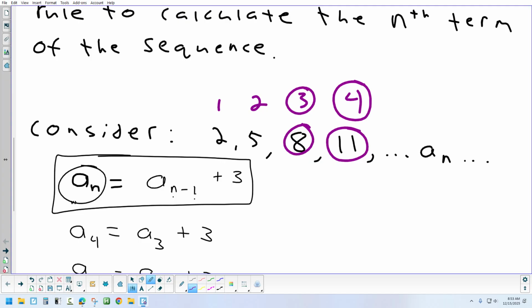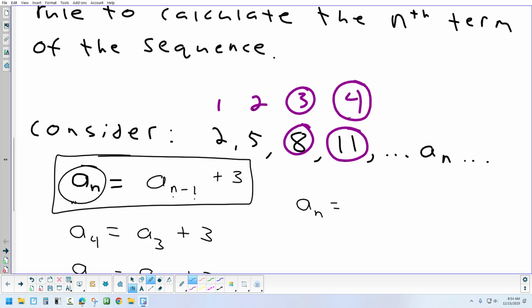Times 3 minus 1. Yeah, if you times it by 3 and then you minus 1 from it, it'll take the number up here and turn it into the number down here. So times that by 3, you get 6. Minus 1, you get 5. Times that by 3, you get 12. Minus 1, you get 11. So knowing that you can times 3 and minus 1, that's another formula.